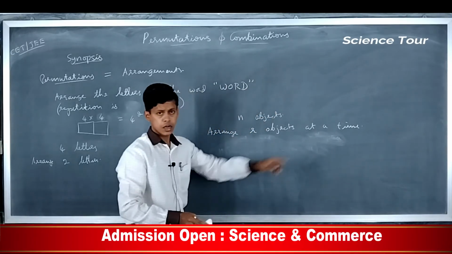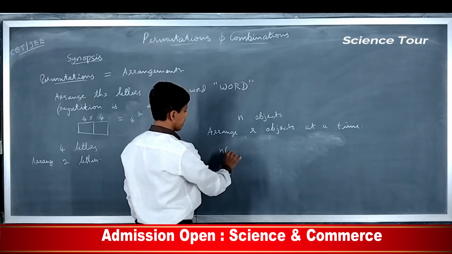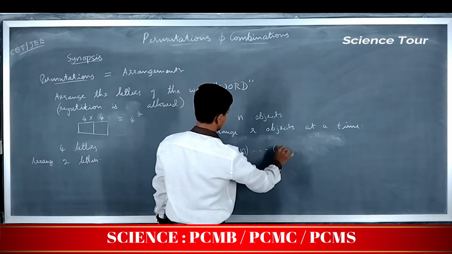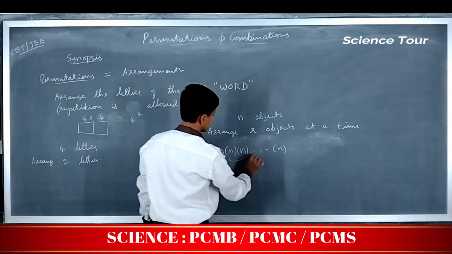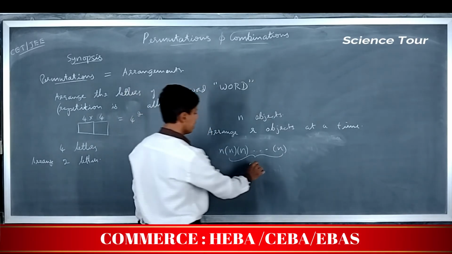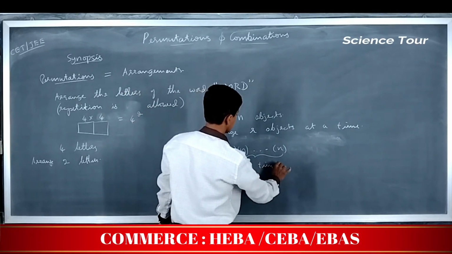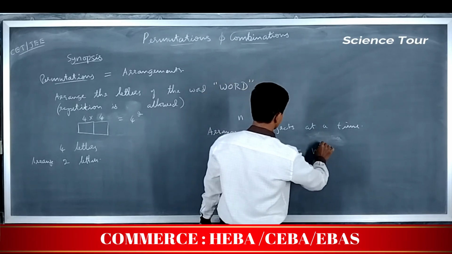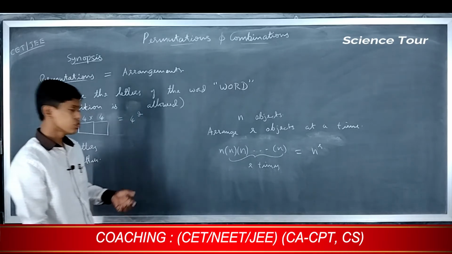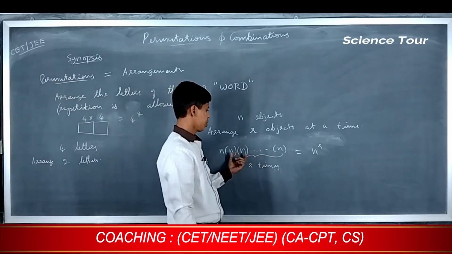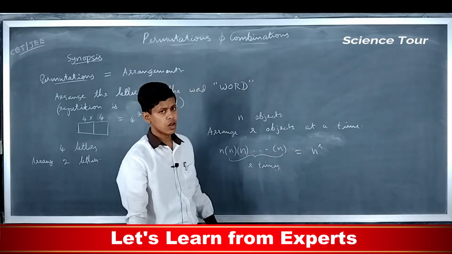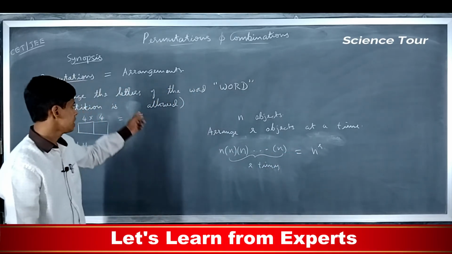So there are totally r places. So first place you can put n, second place also n, third place also n, okay, and rth place also n. So totally how many places are there? How many times you are doing that? R times. So that means it is n raised to r. If you are doing it 2 times, that is 4 to the power 2, 4 square. Now if you are multiplying n r times, that is n raised to r. So n raised to r is the formula if repetition is allowed.